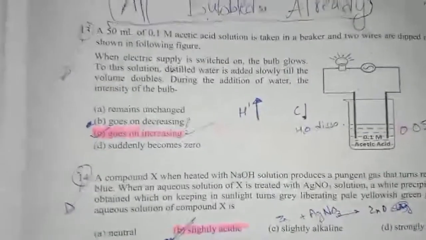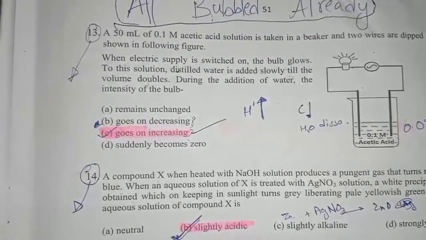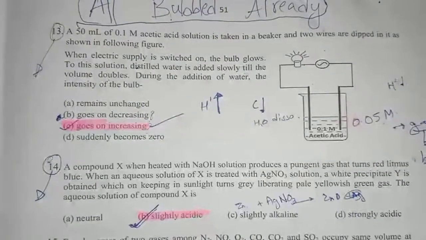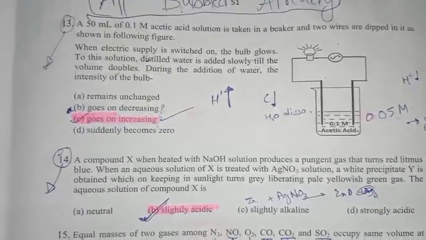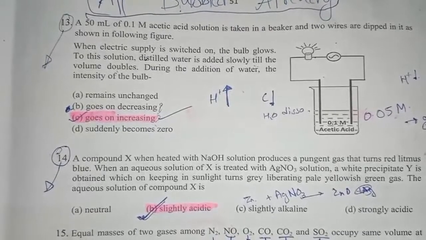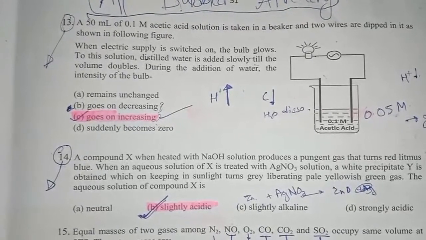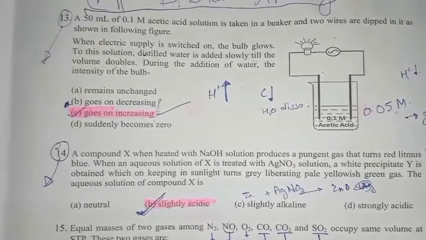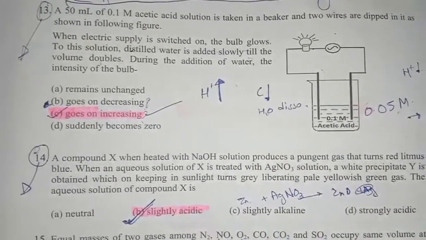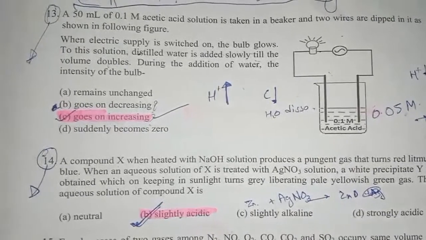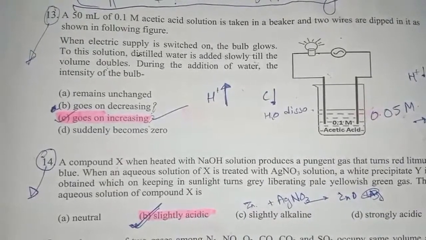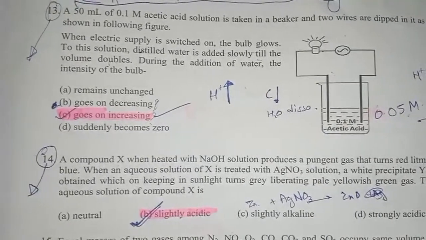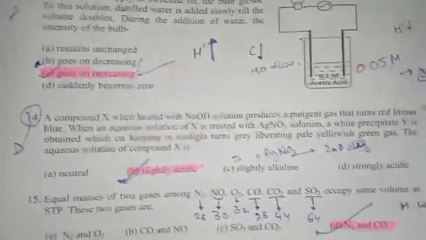Then our next question is: 50 ml of 0.1 M acetic acid solution is taken in a beaker and two wires are dipped in it as shown in the figure. When the electrical supply is switched on, the bulb glows. To this solution, distilled water is added slowly till the volume doubles. During the addition of water, the intensity of the bulb: the first option is remains unchanged, the second option is goes on decreasing, the third option is goes on increasing, and the fourth option is suddenly becomes zero. So the correct answer is goes on increasing.